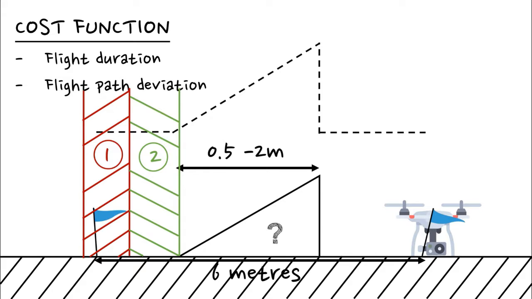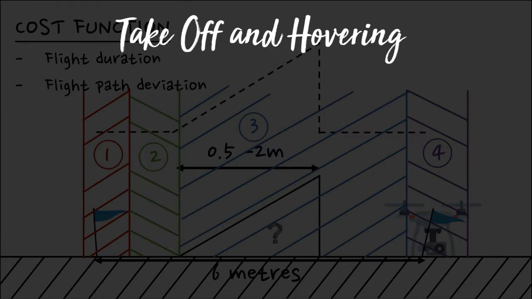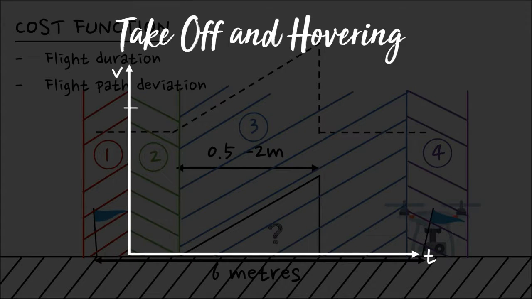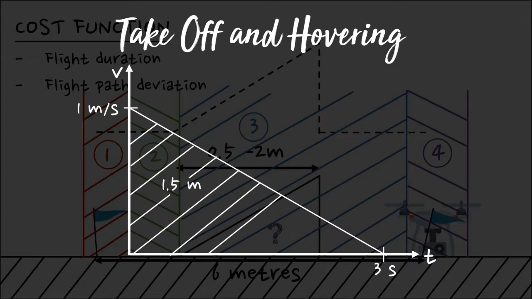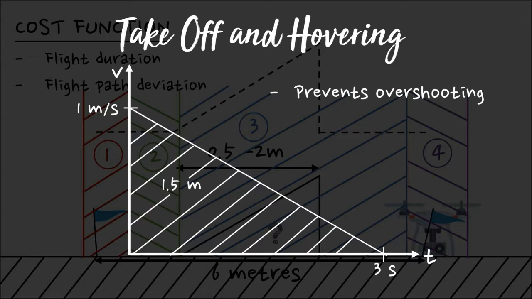We split our path planning into 4 main stages. First, taking off and hovering. The drone will take off with an instantaneous velocity of 1 meter per second and decelerate constantly within 3 seconds to 1.5 meters above ground. This prevents the drone from overshooting the intended height and also minimizes the time for takeoff.